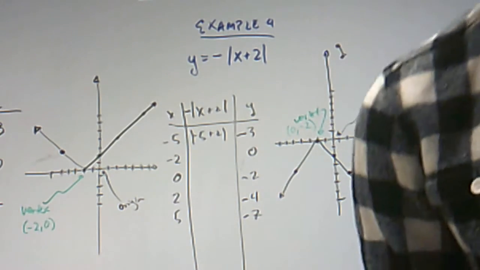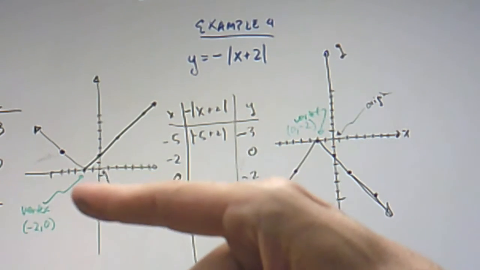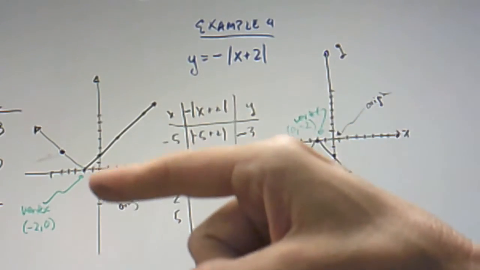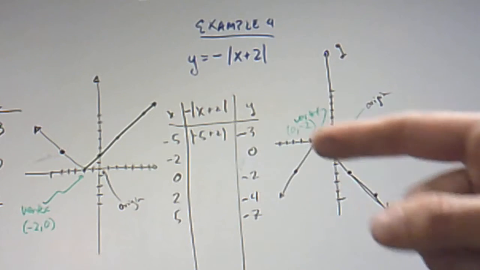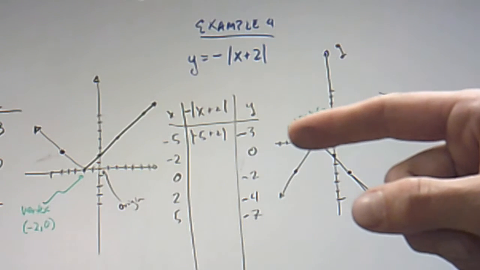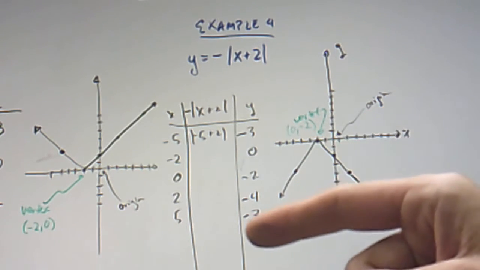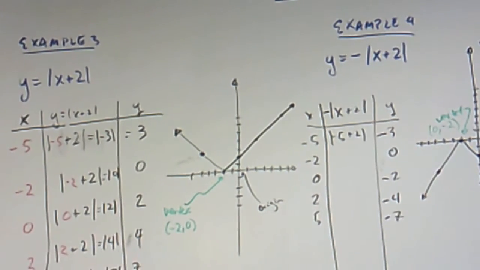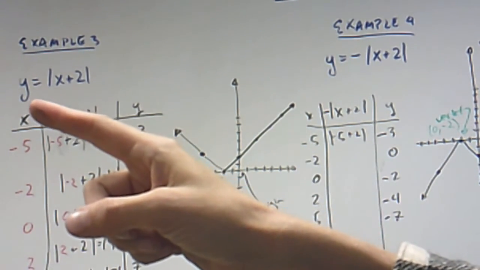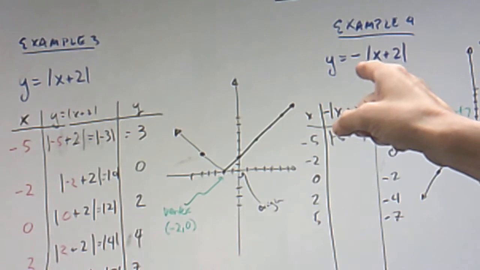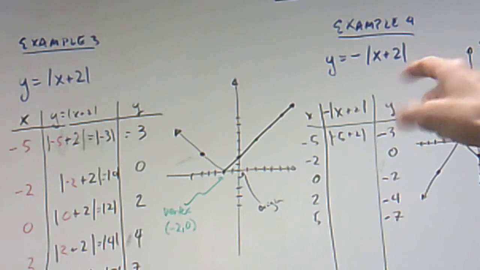So let's compare these graphs side by side, shall we? As you can see, this one, vertex, negative 2, 0, and it goes up on either side, yeah? Over here, same vertex, negative 2, 0, but we flipped it over. And now it goes out there, and it goes over there. And what was the difference of the equations? Just the negative. See this one? Let's compare them together. Over here, we have y equals the absolute value of x plus 2. And over there, we have y equals negative absolute value of x plus 2.